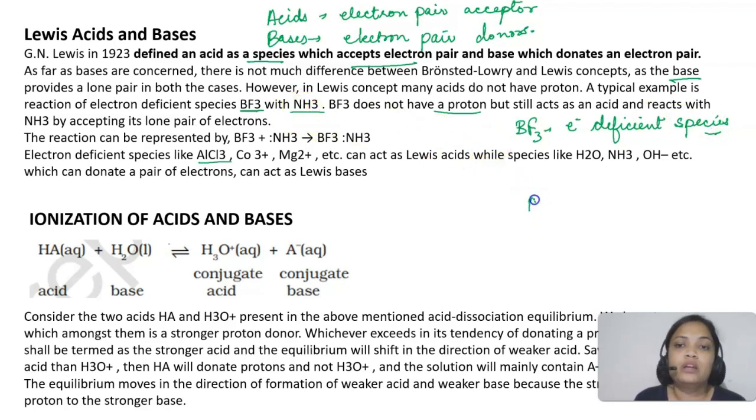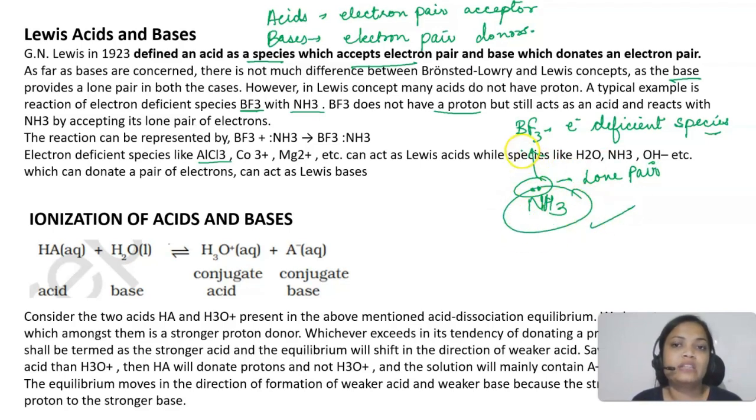Whereas ammonia, in nitrogen, we have studied chemical bonding, it is having a lone pair. So this lone pair of electrons will be donated to BF3 to form a coordinate bond. So here NH3 is acting as a Lewis base and BF3 is acting as a Lewis acid.